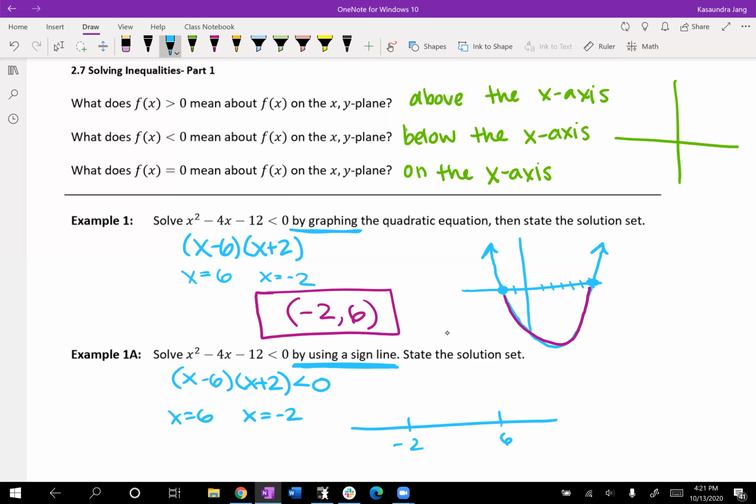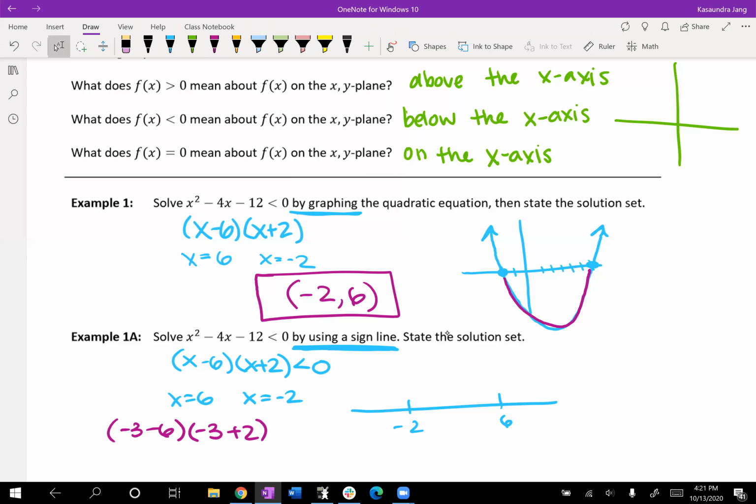Okay, I'm going to break my number line up into these 1, 2, 3 different sections, and then I'm going to test each section. So over here, I'm going to pick something to the left of -2, like -3, -4, whatever. I'll probably just test -3. This gives me -3 - 6 times -3 + 2. Honestly, I don't even care what the number is, I just care if it's positive or negative. This gives me a negative times another negative, which is a positive. So this whole section is positives.